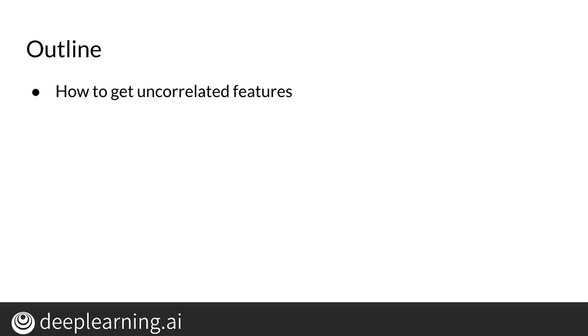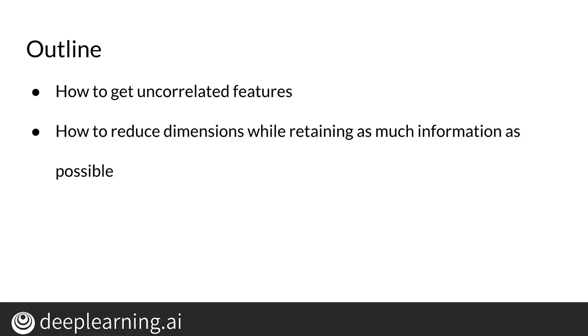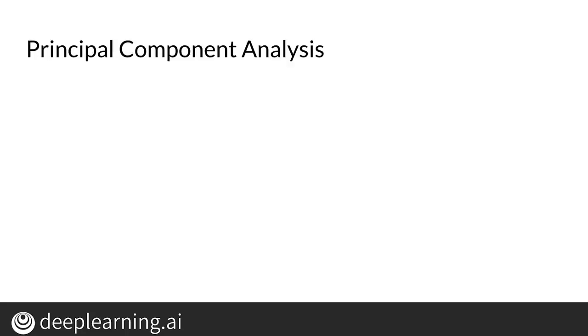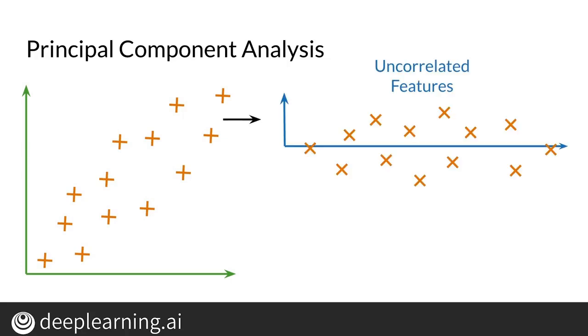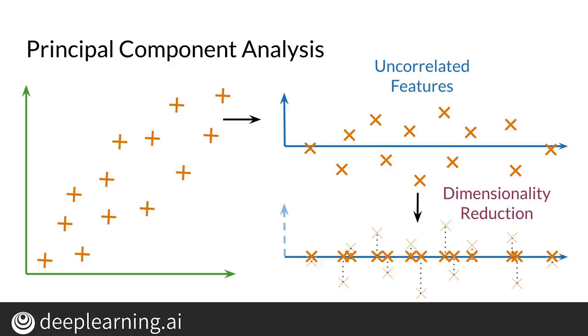First, I'll show you how to get uncorrelated features for your data, and then how to reduce the dimensions of your word representations while trying to keep as much information as possible from your original embedding. To perform dimensionality reduction using PCA, begin with your original vector space. Then, you get uncorrelated features for your data. And finally, you project your data to a number of desired features that retain the most information.